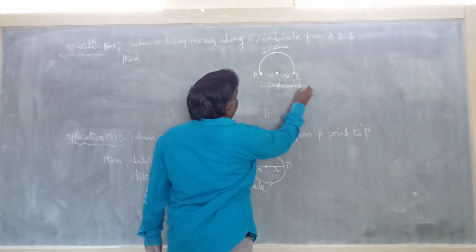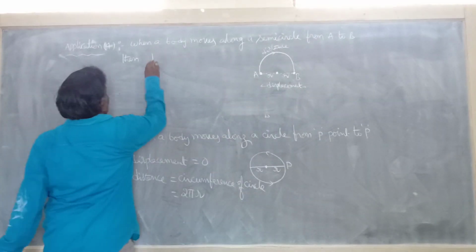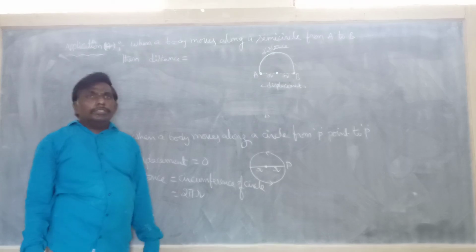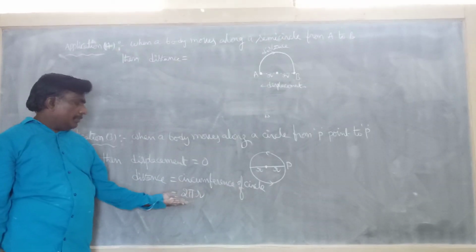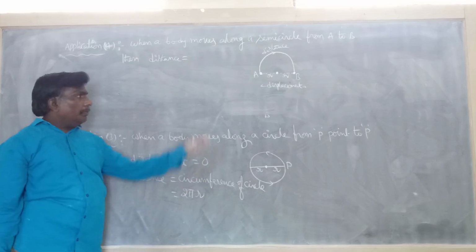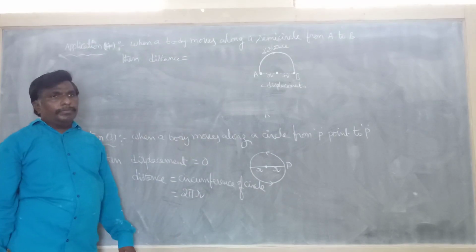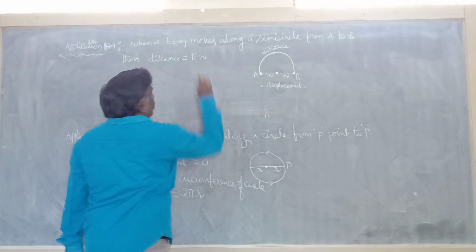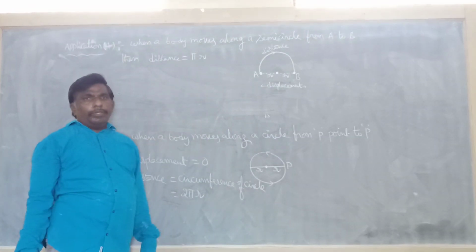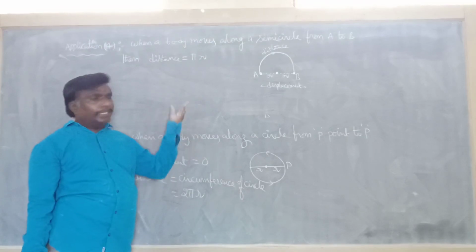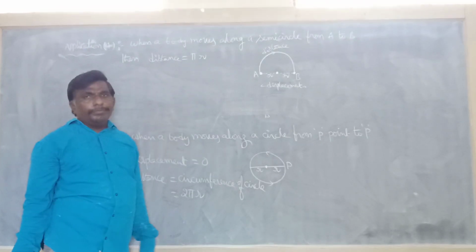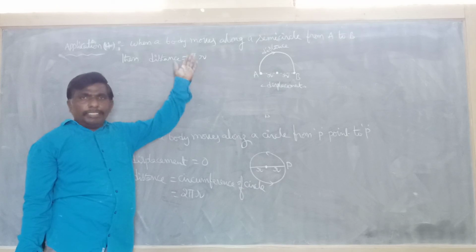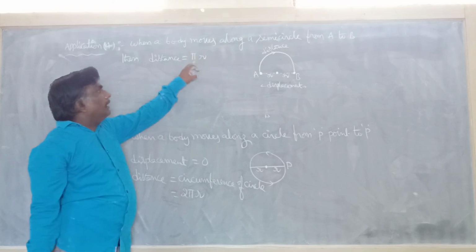Tell me, what about distance here? In the case of a semicircle, distance is the circumference divided by 2. That is 2 pi r divided by 2; the 2 gets cancelled, and you will get pi r. Distance is equal to pi r.